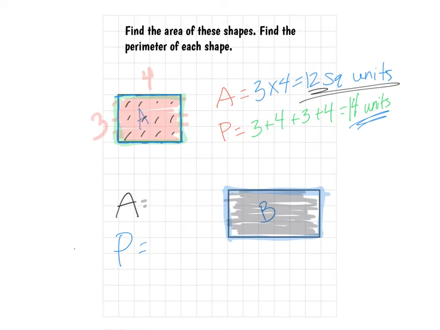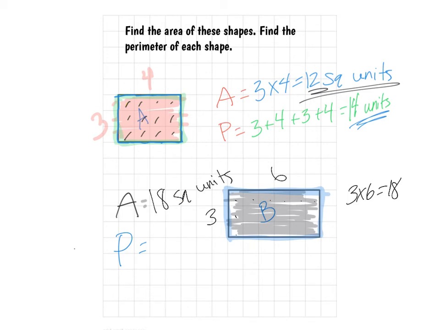Alright, boys and girls, so to find my area, I would do, make sure I have the right color, 1, 2, 3, 1, 2, 3, 4, 5, 6. I know 3 times 6 is equal to 18. So my area is 18 square units.